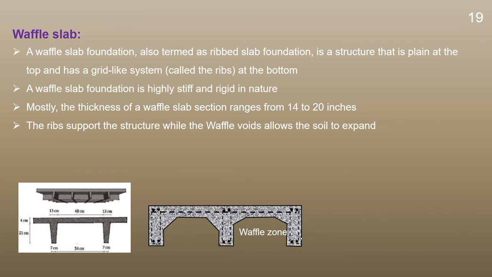Another type of footing we can provide is the waffle slab. This is the type of waffle slab. Mostly it is provided at a shallow depth or mostly on the ground surface as well. This is also known as a ribbed slab foundation. If we look from the top, it will be a planar structure, but if we look from the bottom, it will have a number of voids like this. So these are the voids. A waffle slab foundation, also known as a ribbed slab foundation, is a structure that is plain at the top and has a grid-like system at the bottom. This grid-like system is known as the ribs. Here we can see this is the waffle slab and these are the voids. So these are known as ribs.